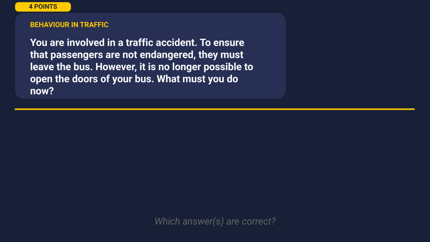All right, next question. You are involved in a traffic accident. To ensure that passengers are not endangered, they must leave the bus. However, it is no longer possible to open the doors of your bus. What must you do now? Take a moment to look at the options.